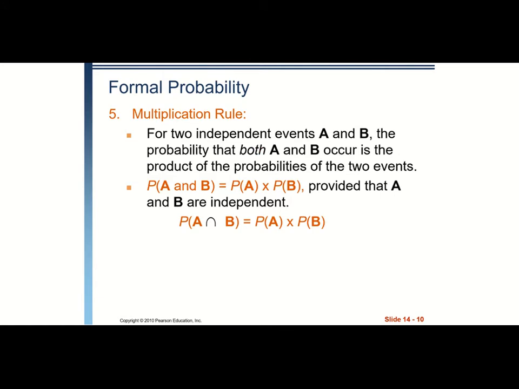Also note that on both these slides, it's referencing independent events. At this point, hopefully we're becoming more familiar with that word. It means that when event A occurs, it's not influencing event B. In other words, the probability of B is not changing based on whether or not event A occurs.